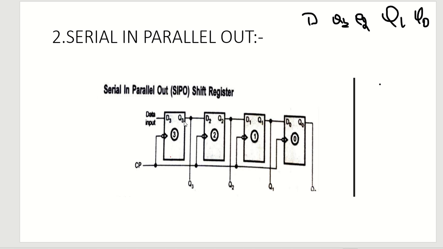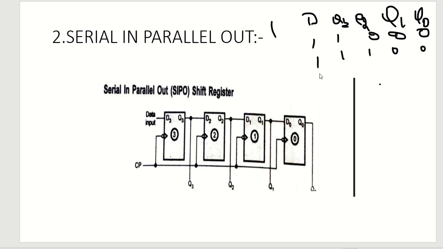When the input is 1 and we press a clock pulse the first time, Q3 becomes 1 and Q2, Q1, Q0 remain 0 only. We get the output 1 0 0 0. When we press a clock pulse the second time, Q3, Q2 become 1 and Q1, Q0 remain 0, and we get the output 1 1 0 0.